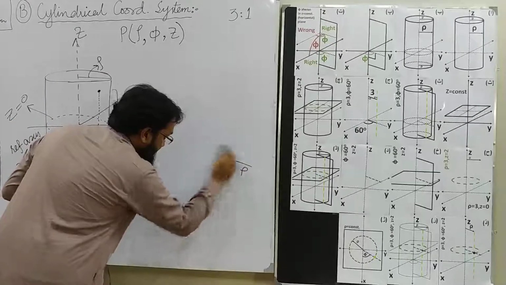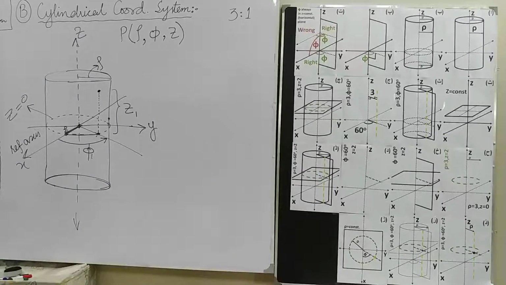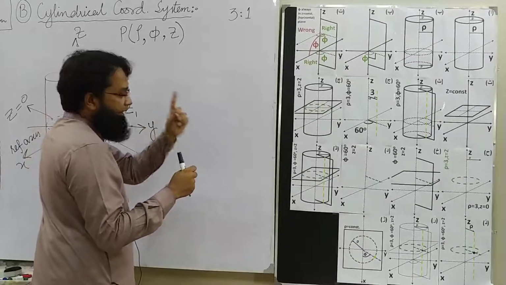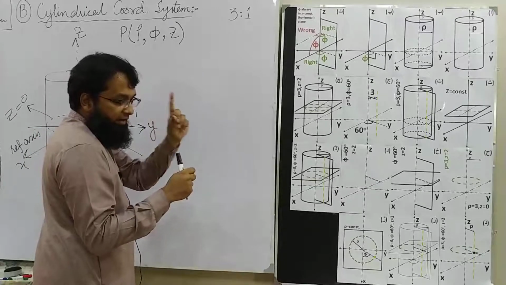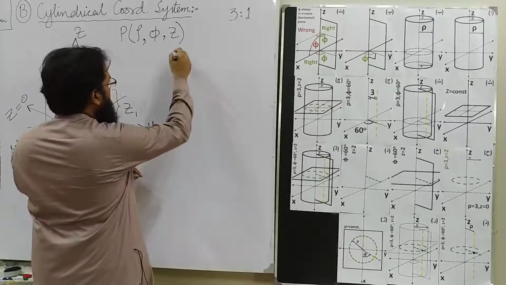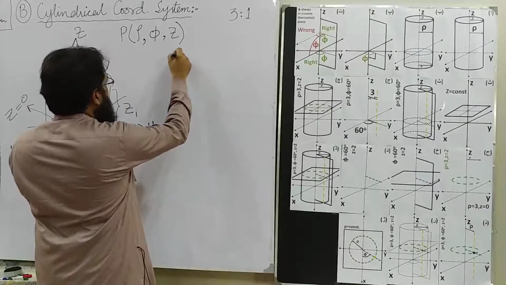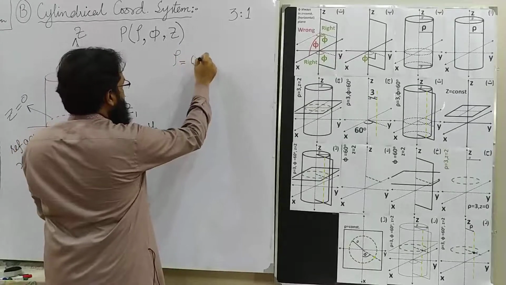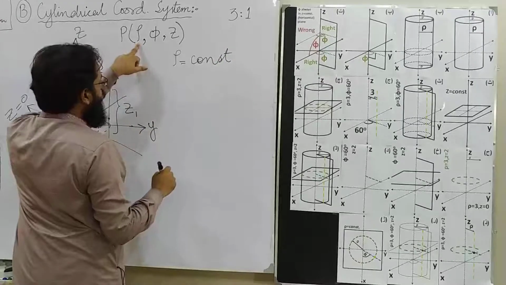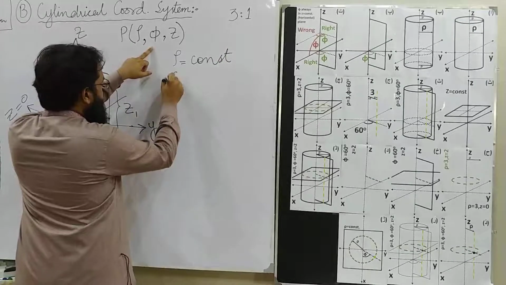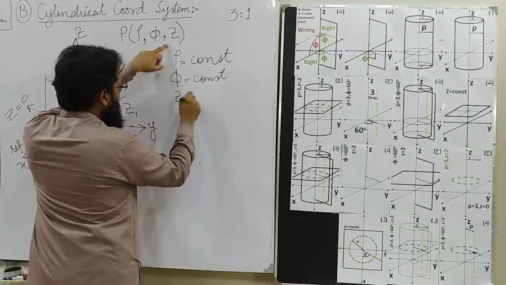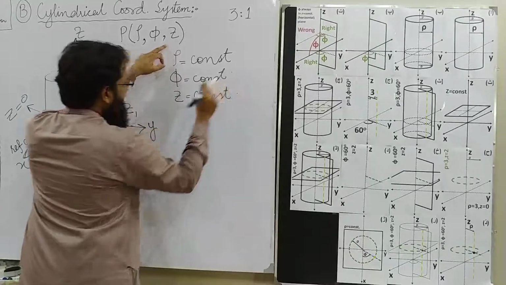Okay, now let's discuss the foremost thing in defining or specifying a new coordinate system: number one was fundamental surfaces. So how did we define fundamental surfaces? Keep one coordinate constant. This is the first fundamental surface. Phi equals constant is the second fundamental surface. Z equals constant is the third fundamental surface. All right.